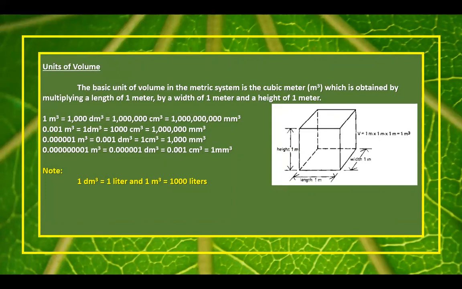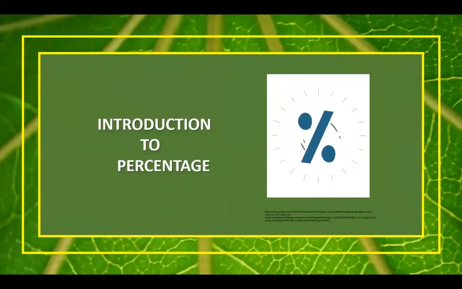0.001 cubic meter is equal to 1 cubic decimeter is equal to 1,000 cubic centimeters is equal to 1 million cubic millimeters. And 0.000001 cubic meter is equal to 0.001 cubic decimeter is equal to 1 cubic centimeter is equal to 1,000 cubic millimeters. And 0.000000001 cubic meter is equal to 0.000001 cubic decimeter is equal to 0.001 cubic centimeter is equal to 1 cubic millimeter. Take note that 1 cubic decimeter is equal to 1 liter, and 1 cubic meter is equal to 1,000 liters. Next, we need to talk about the introduction to percentage.